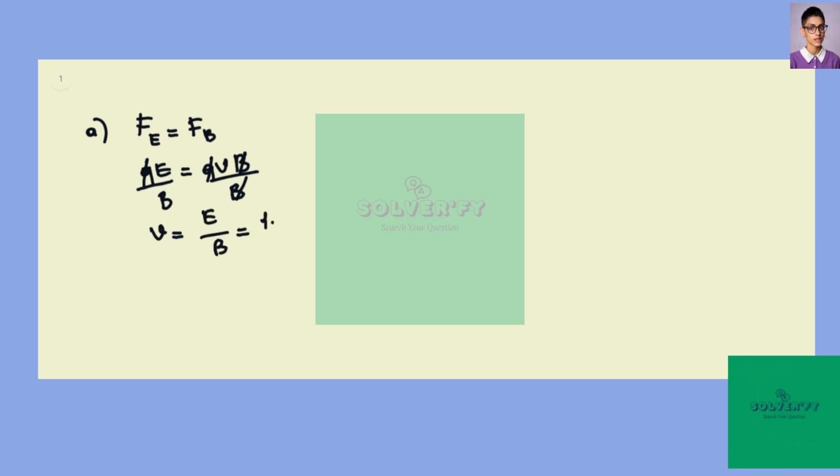Then when we plug in the numbers, 1.56 times 10 to the power 4 divided by 4.62 times 10 to the power negative 3, we get 3.38 times 10 to the power of 6 meters per second for the speed.